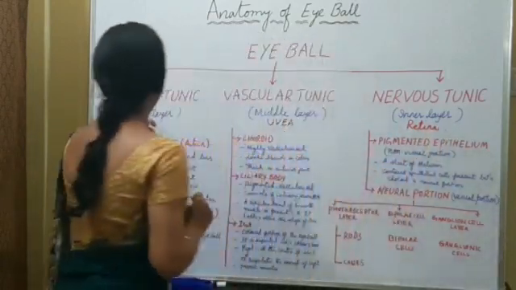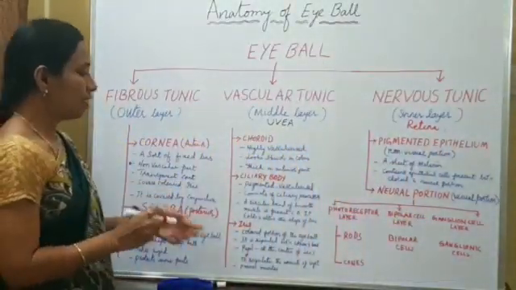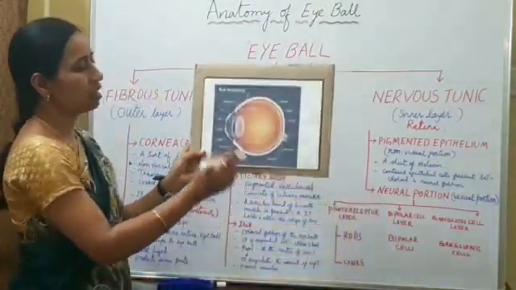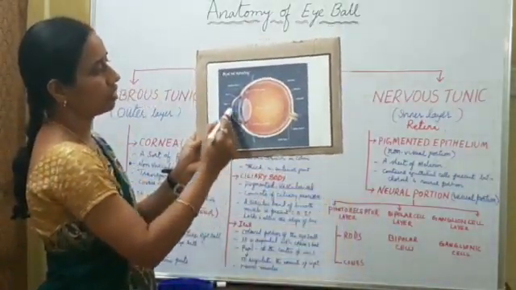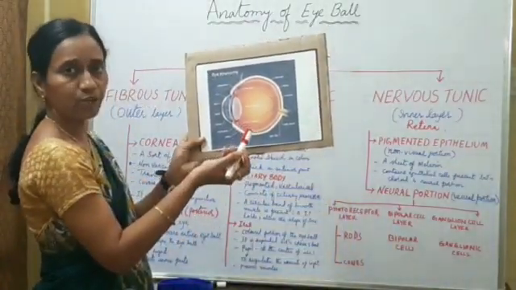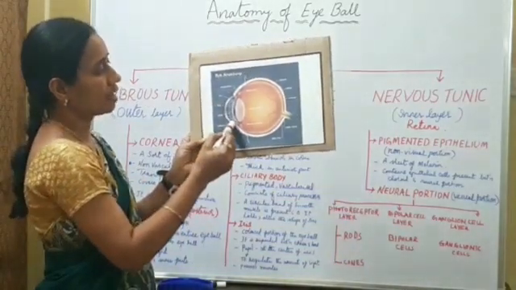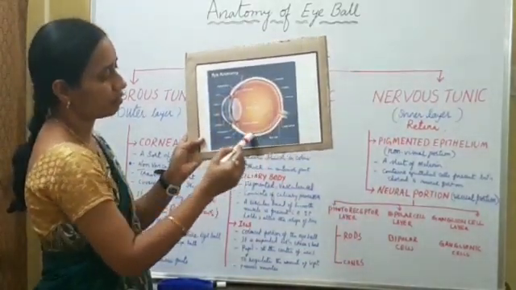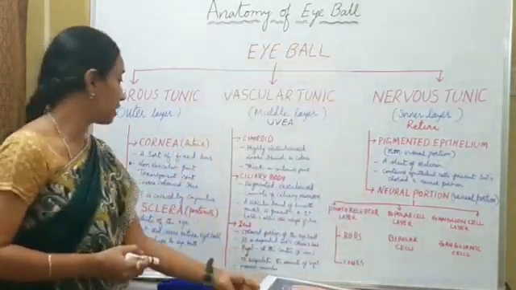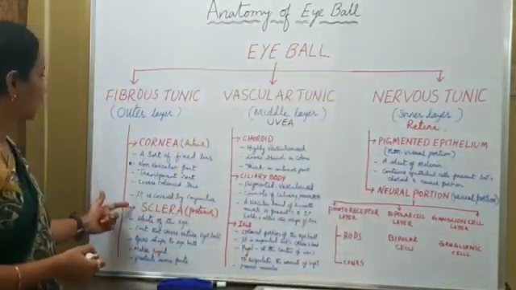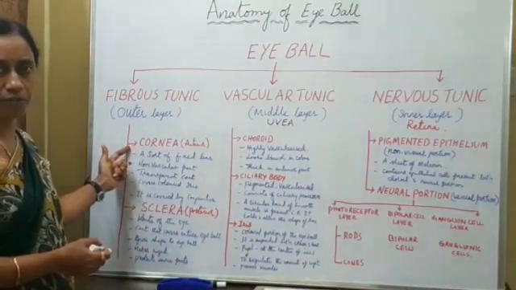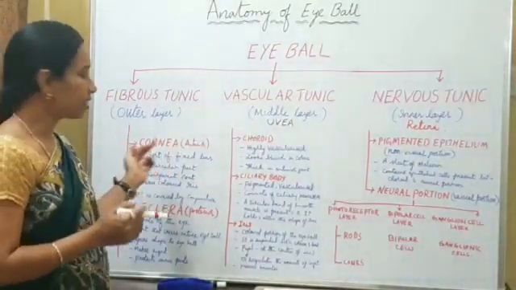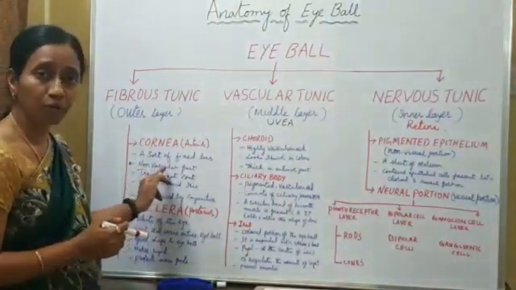If you start with the fibrous tunic, it's the outer layer. If you observe here, this is the outer portion, the outer layer of the eyeball. It is again divided into two parts, the anterior cornea and the posterior white part of the eye, the sclera. It acts as a sort of fixed lens. It is a non-vascular part, the most important point.